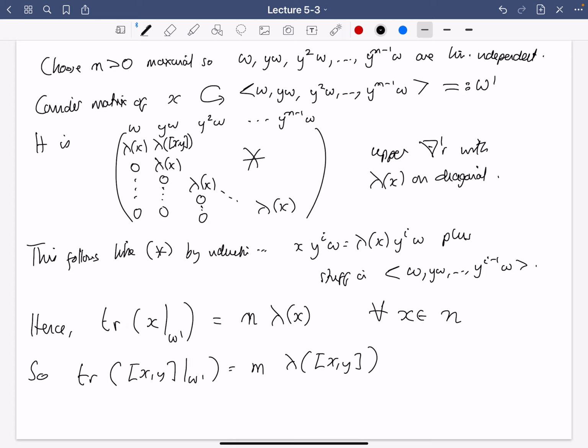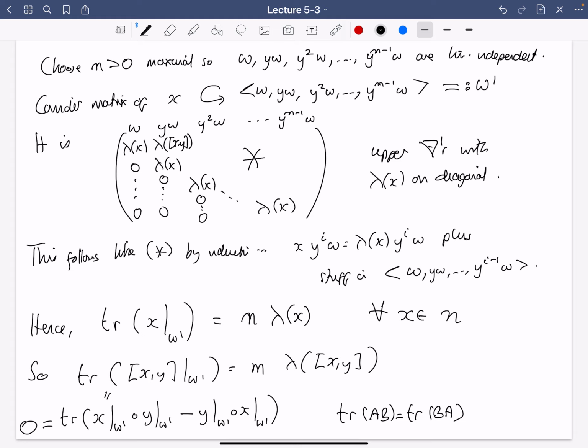If you remember, this is the thing we were trying to show was 0 to finish off the proof. But that's the trace of a commutator. So that's the trace of x acting on W prime composed with y minus the trace of y acting on W prime composed with x. And of course, the trace of any commutator is always 0. I mean, trace of AB is trace of BA for matrices A and B. So the trace of a commutator on here is definitely 0.